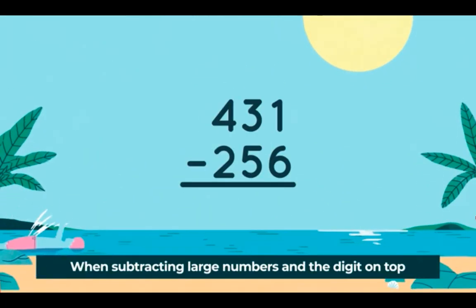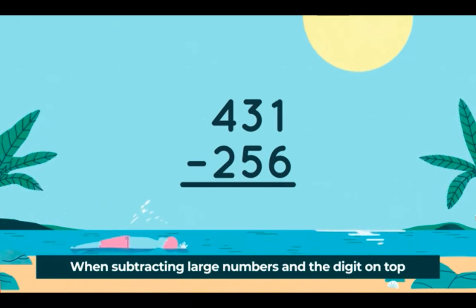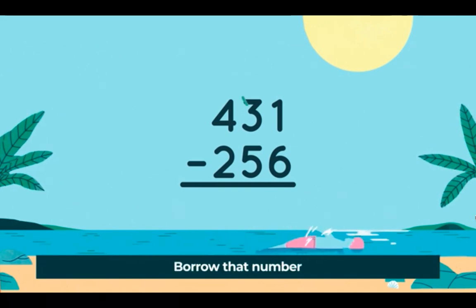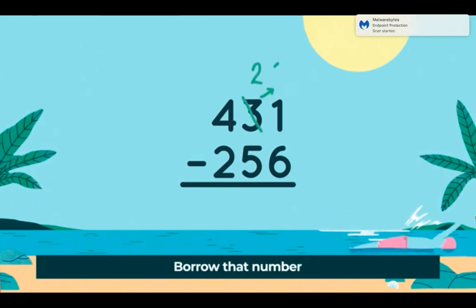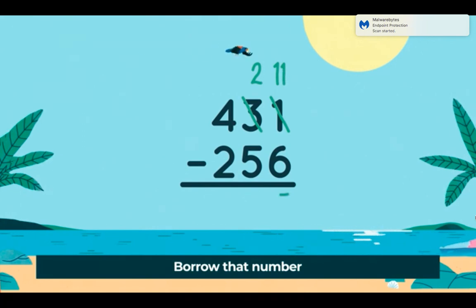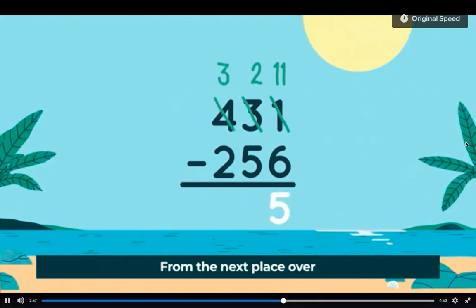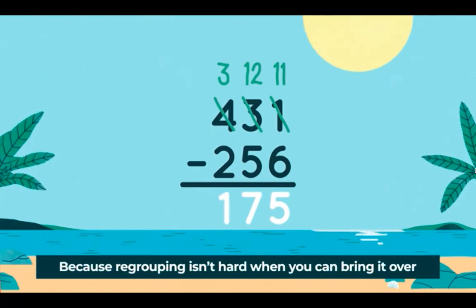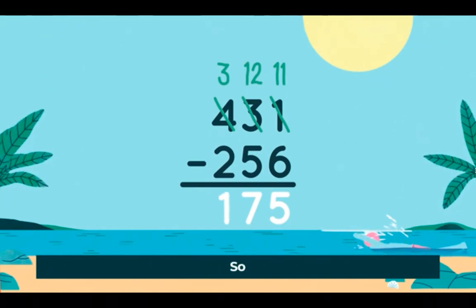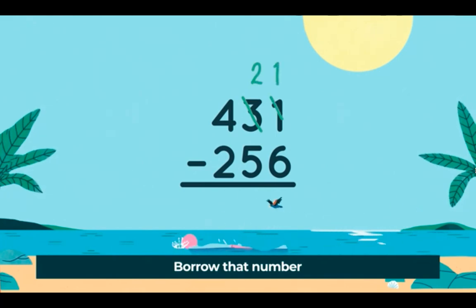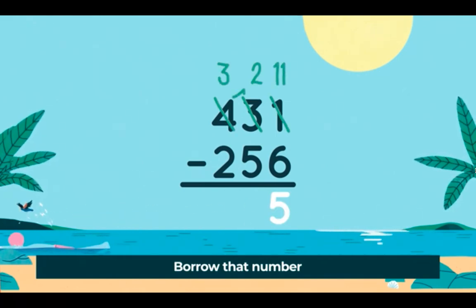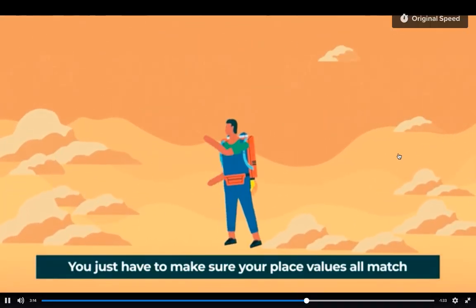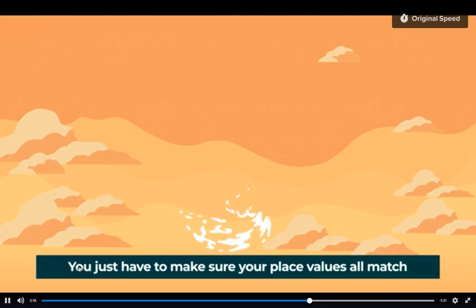When subtracting large numbers and the digit on top is smaller than the digit at the bottom, we got 2. Bar that number. Bar that number, bar that number. Bar that number from the next place over. Repeat this till it's over. Because regrouping isn't hard when you can bring it over. So, bar that number. Bar that number, bar that number. Bar that number. We don't have to use a chart to subtract. You just have to make sure your place values all match.